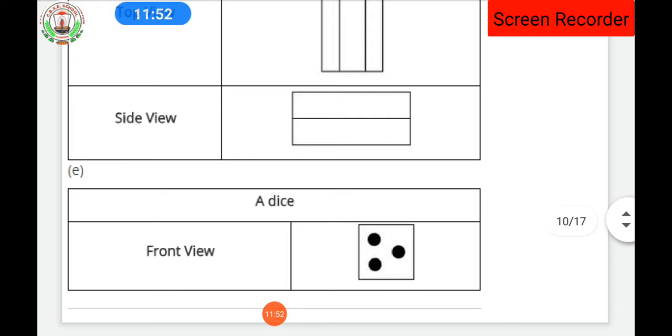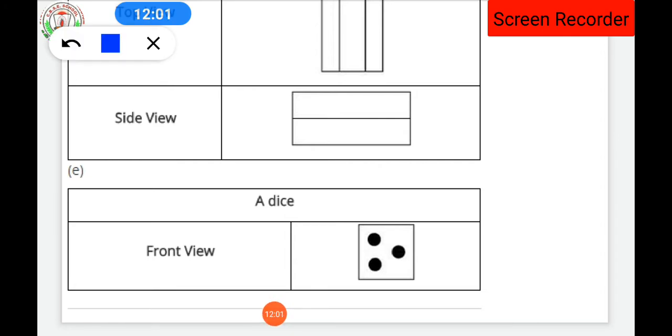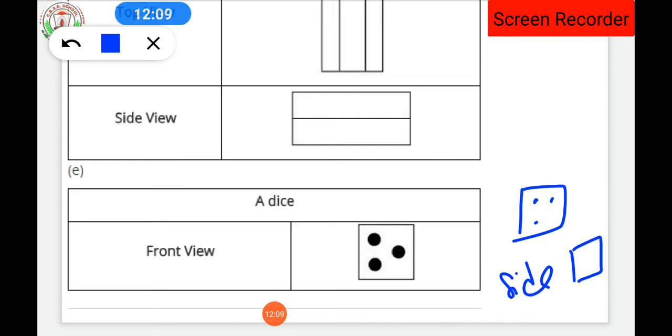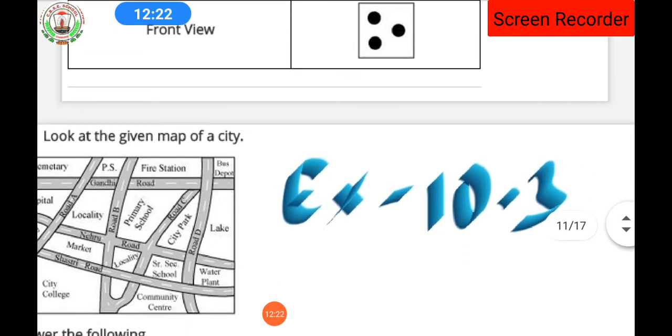Here you will ask me, teacher, where is its side view and front view? So look students, here the front view is given, the three dots are given with the front view. Okay, the side view you can see is visible with only one dot. Then the top view will be visible with the two dots. So this is the answer for the E part of the question. Clear? Now moving toward the next exercise.